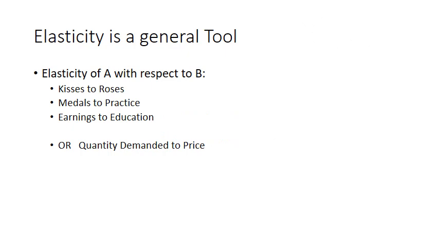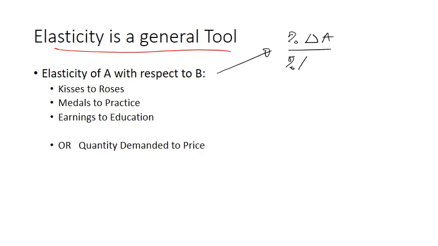Okay, the first thing that you want to make sure that you're straight on is that elasticity is a general tool. It can be used for anything. So if we start talking about the elasticity of something A with respect to something B, in an equation form, this would be the percentage change in A divided by the percentage change in B. Okay, and that would be discussed as the elasticity of A with respect to B.